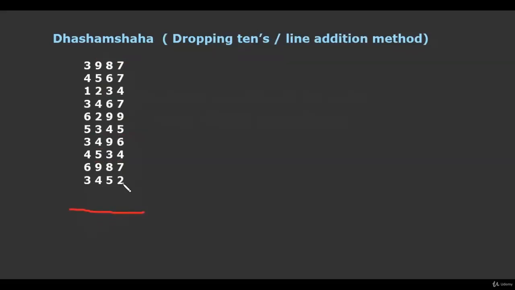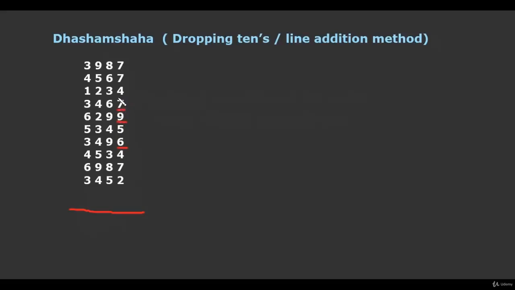Again we will start from the bottom. 2 plus 7 is 9. 9 plus 4 is 13. So drop 10 over here. Carry 3 to the next number. 3 plus 6 is 9. 9 plus 5 is 14. We drop 10 over here. Carry 4 to the next number. 4 plus 9 is 13. So we drop 10 over here. Carry 3 to the next number.